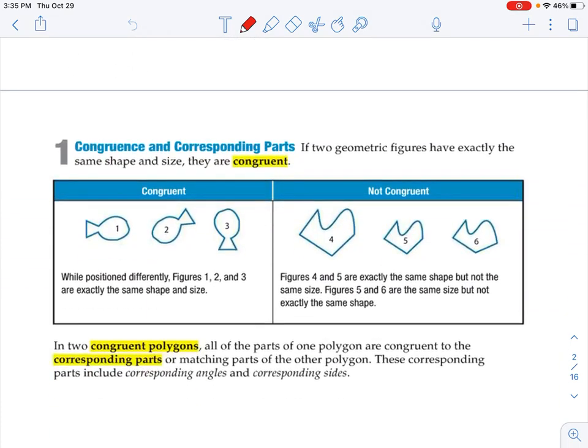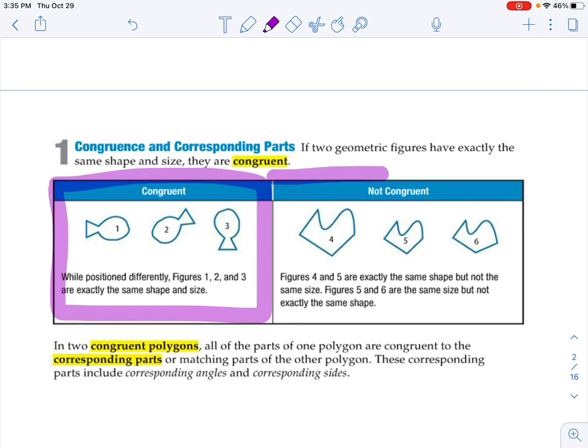So our first section here, congruence and corresponding parts. If two geometric figures have exactly the same shape and size, they're congruent. So in this first diagram, you'll notice 1, 2, and 3, they are rotated, but they are exactly the same shape and size, so they are considered congruent.